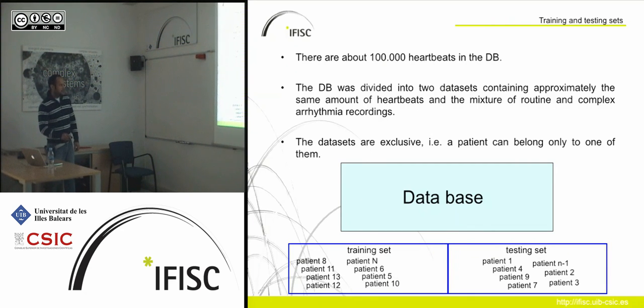The design of the training and the testing set is made in order to have an equilibrium in the number of heartbeats that are in one set and in the other. And also, for those pathologies that are complex, that were carefully selected by the cardiologists when they made the database, we also equilibrate them into the two data sets.